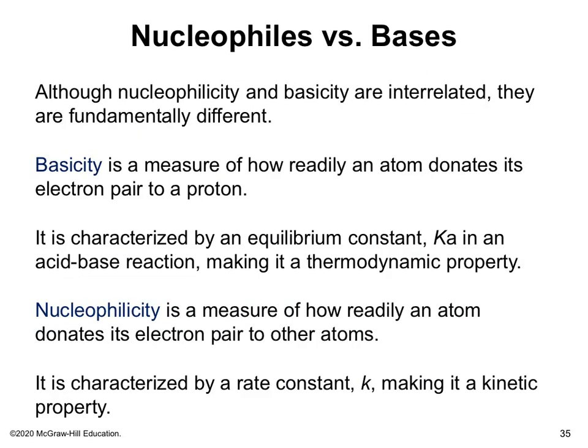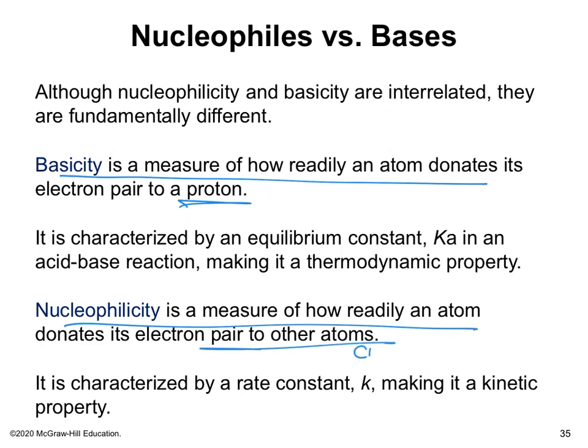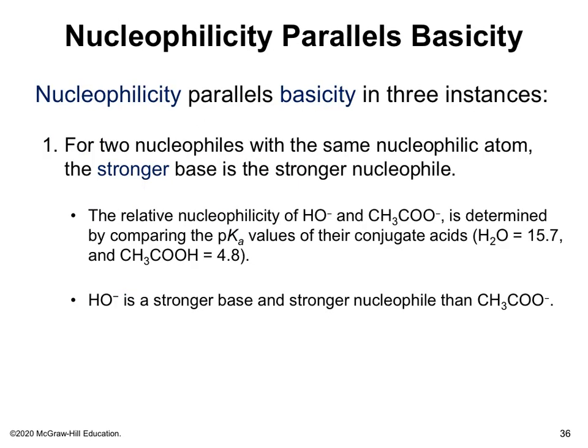So basicity is a measure of how readily an atom will donate its electron pair to a proton. Nucleophilicity is how readily the atom will donate its electron pairs to carbon. Let's focus on carbon. So we're looking at these different nucleophiles. OH is a stronger base, so therefore it's going to be a stronger nucleophile.